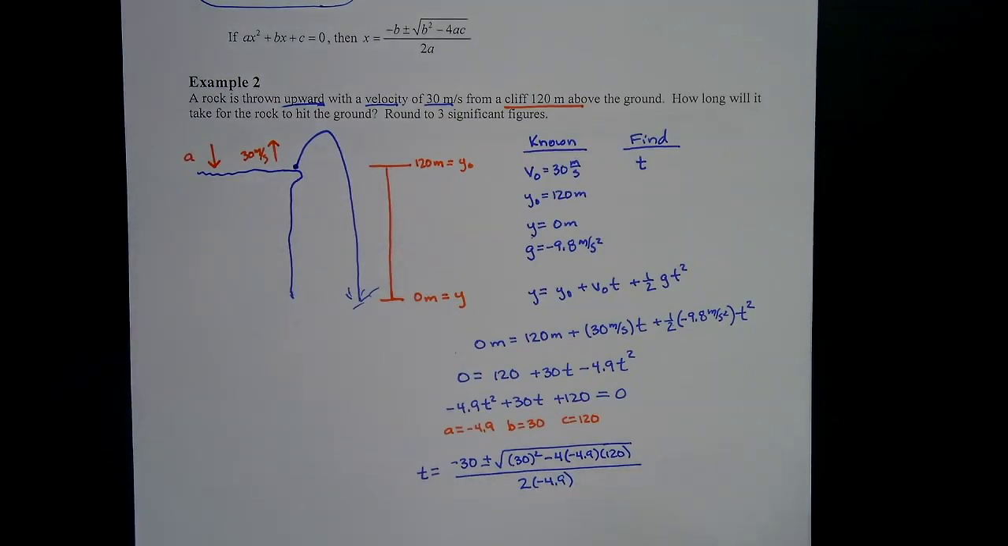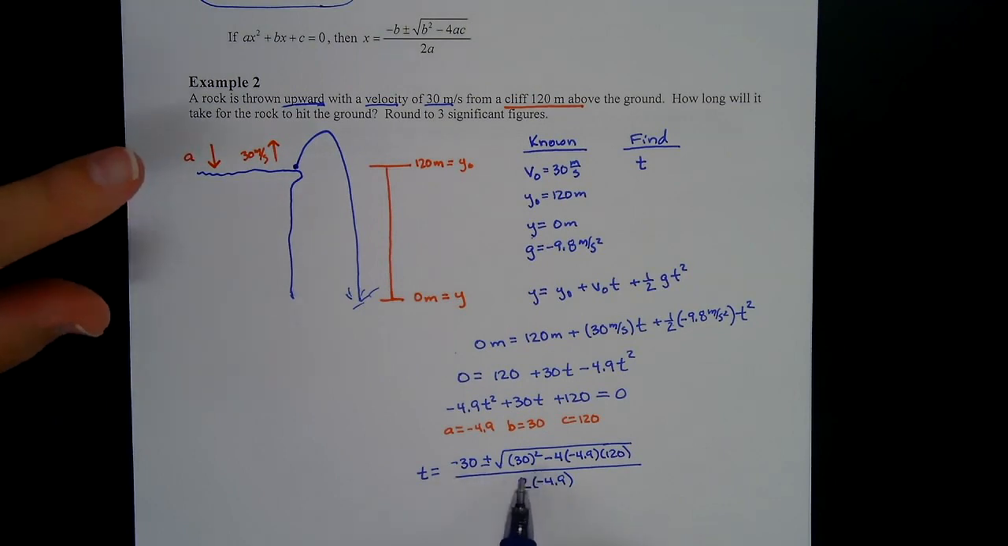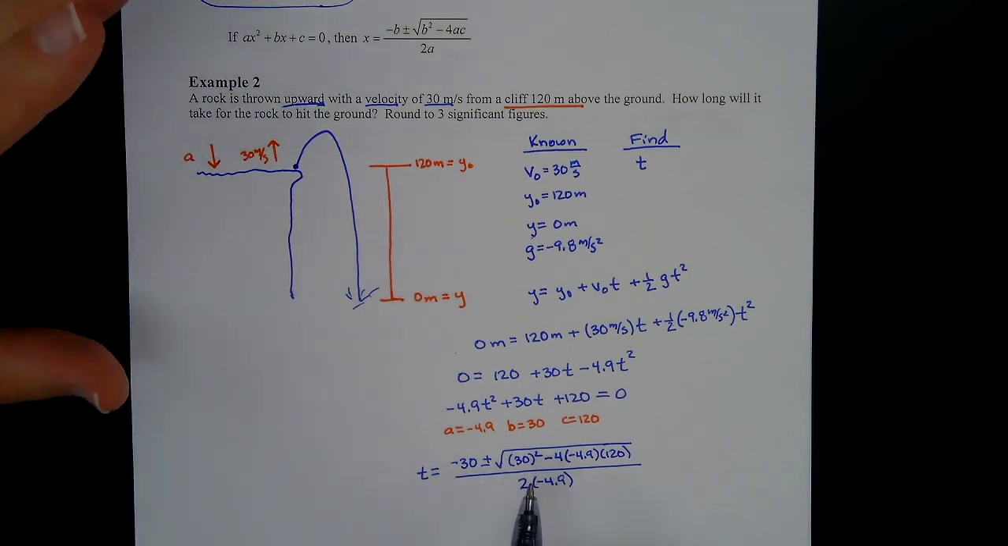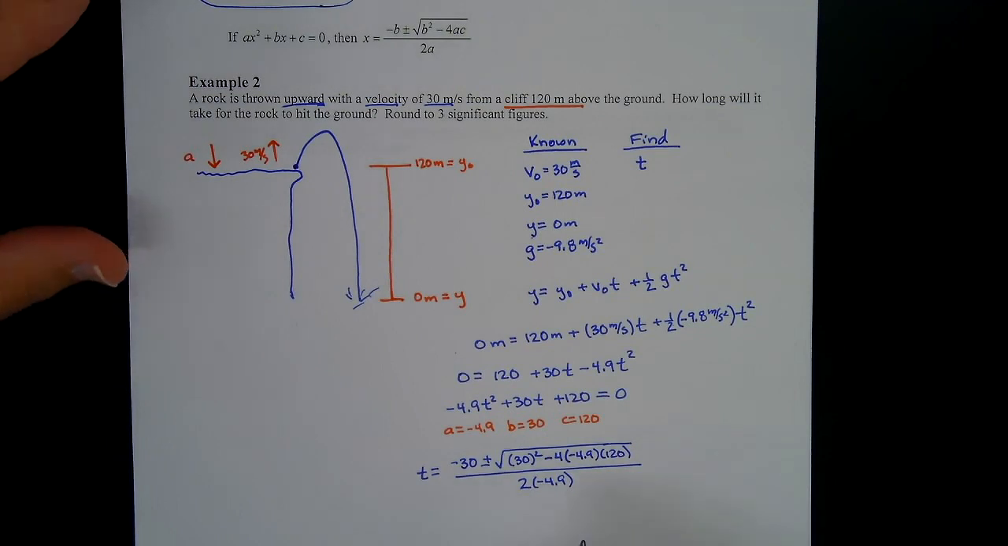Okay, so we're going to go to Desmos. There's actually two answers here. There's one when we add here, right? And there's also one where you subtract. So we're going to put both of those into the Desmos calculator, and we're going to see what we get.